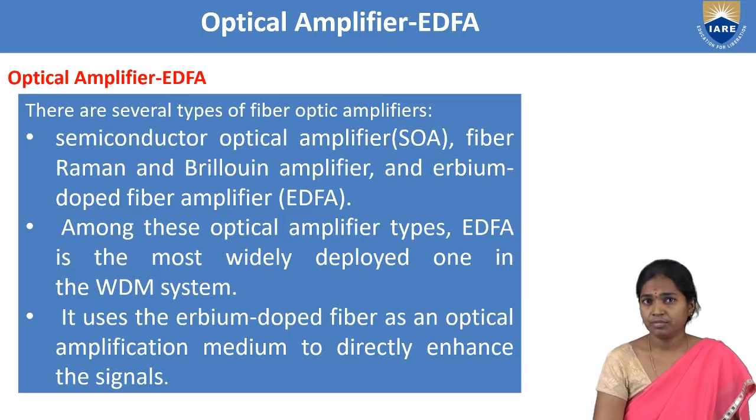Wavelength division multiplexing has two types: dense wavelength division multiplexing and coarse wavelength division multiplexing. In dense wavelength division multiplexing we use a pre-amplifier, a booster amplifier and a line amplifier. With the same technique in our EDFA, we can increase the signal strength. It uses erbium doped fiber as the optical amplification medium to directly enhance the signal, that is, to increase the signal strength.